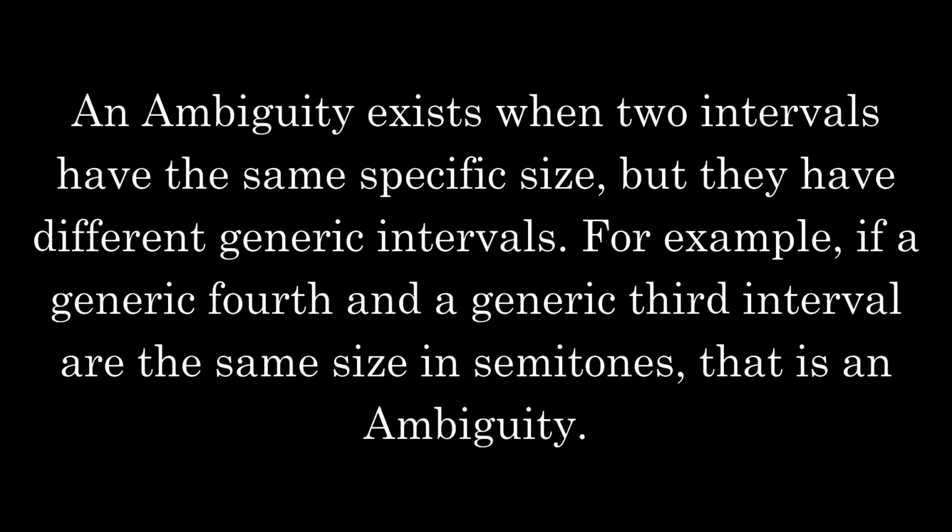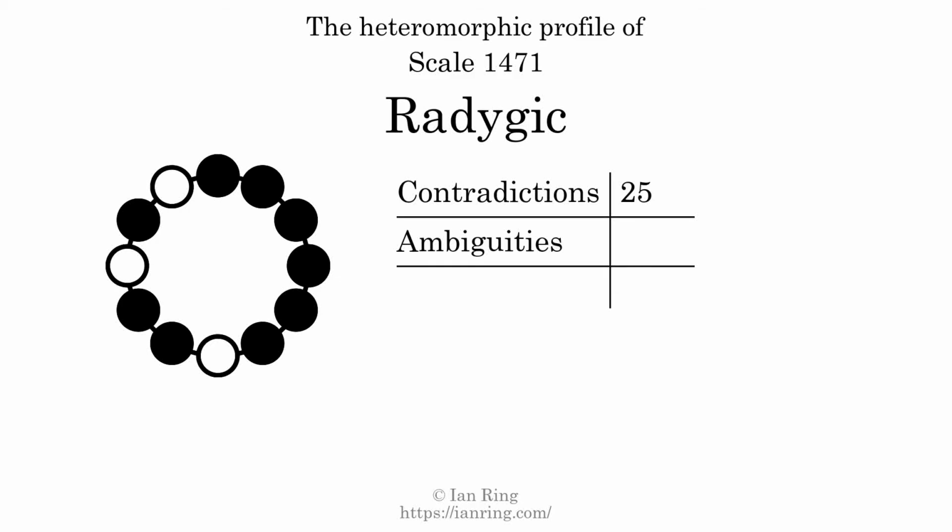An ambiguity exists when 2 intervals have the same specific size, but they have different generic intervals. For example, if a generic fourth and a generic third interval are the same size in semitones, that is an ambiguity. The number of ambiguities in this scale is 109.